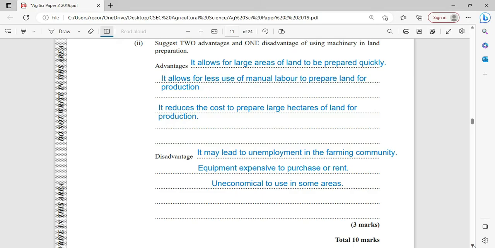Why? One, the terrain might be a problem. Two, the distance that the land is from the equipment might be another thing. Three, the land size that is supposed to be prepared might just be too small for economical mechanization. So it just might not be applicable in some areas. This brings us to the end of question number 3.